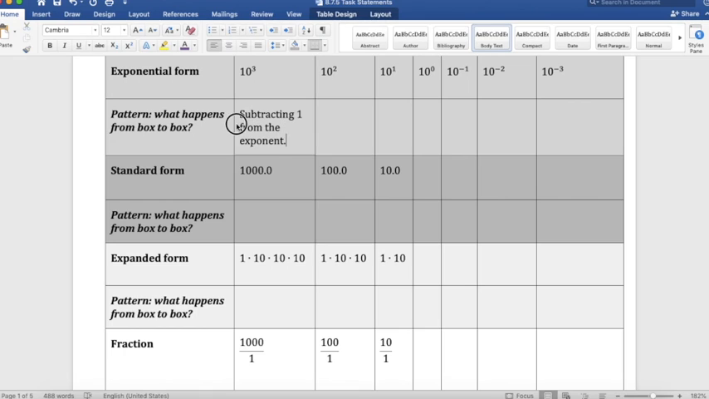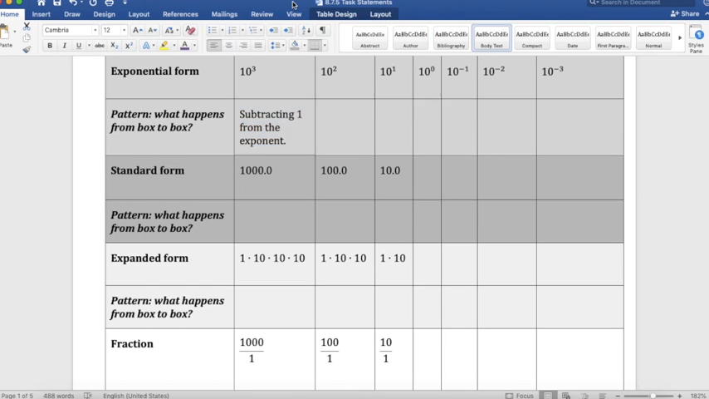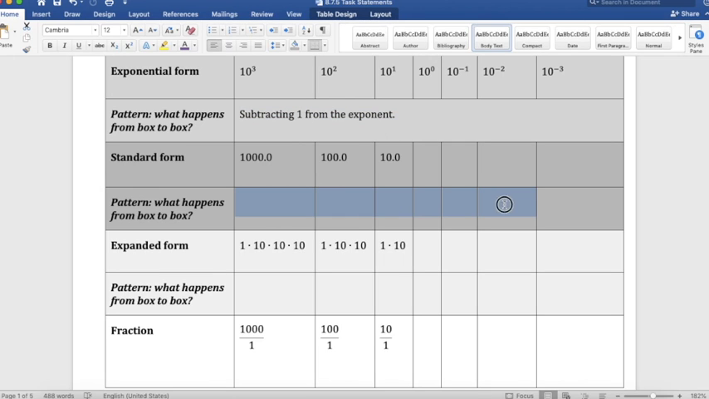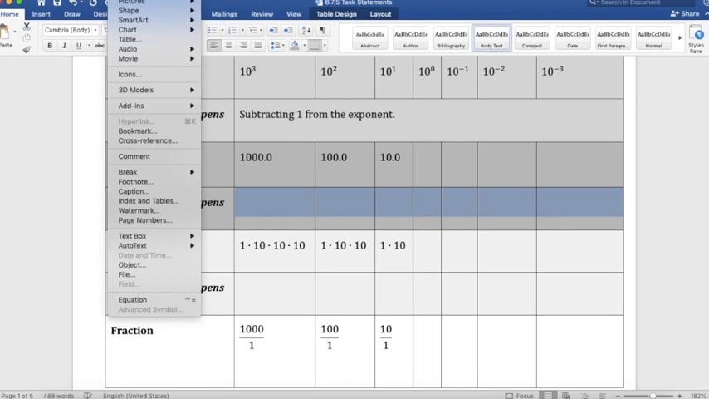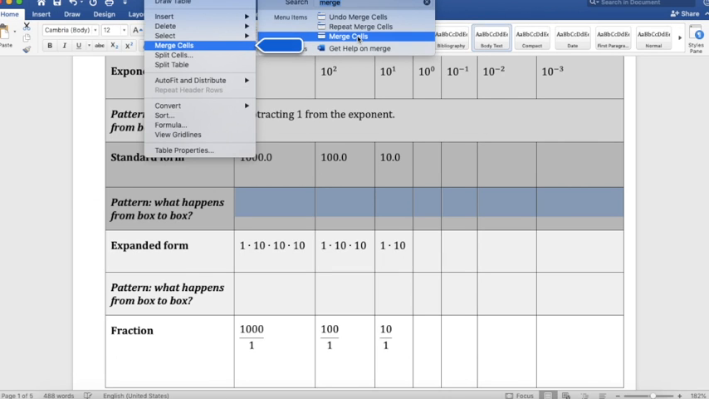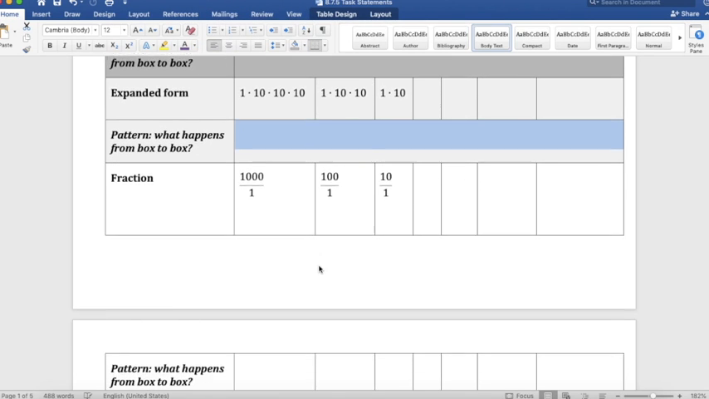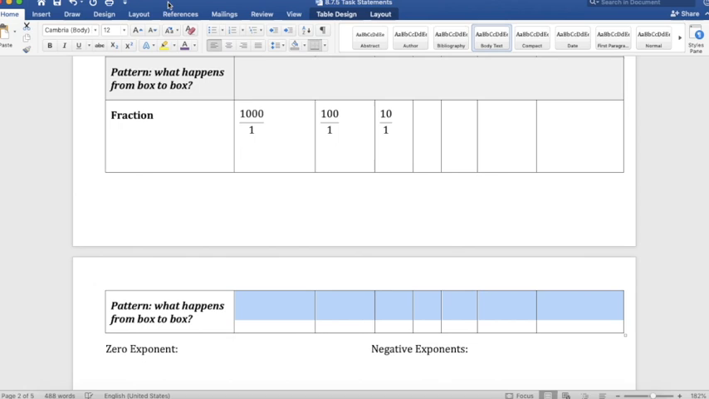All right, see if I can merge all these cells. Probably can't. Oh, look at that, I did it, cool. I forgot how to do it. Table, oh, there it is. Okay, so now what happens in standard form? What is happening in standard form? I knew I'd go to another page.